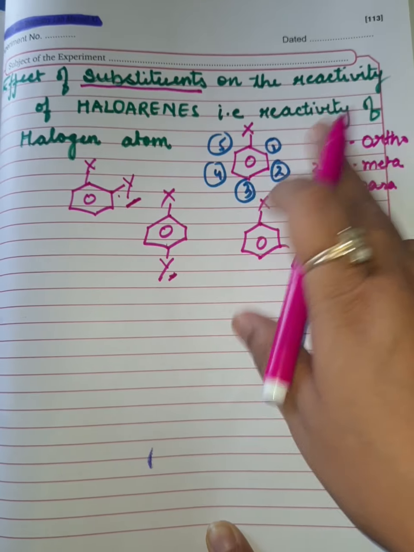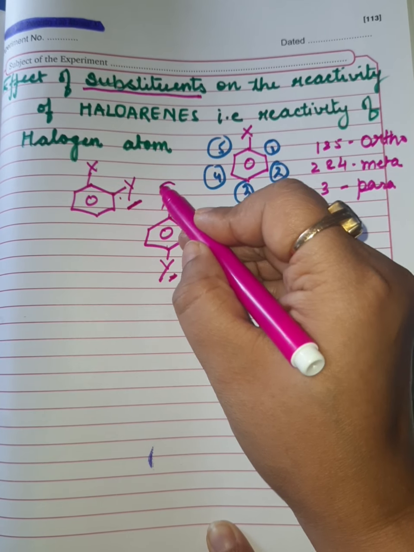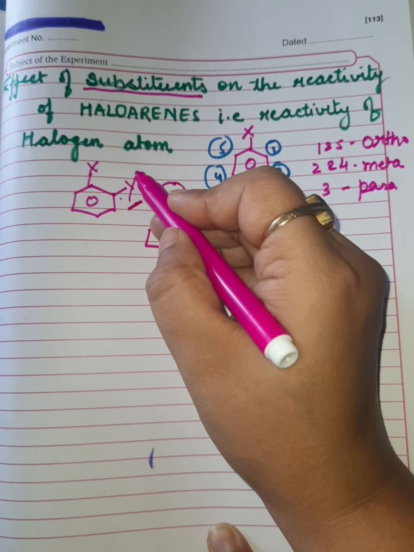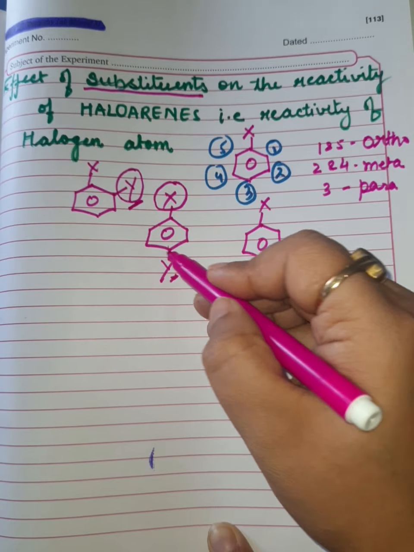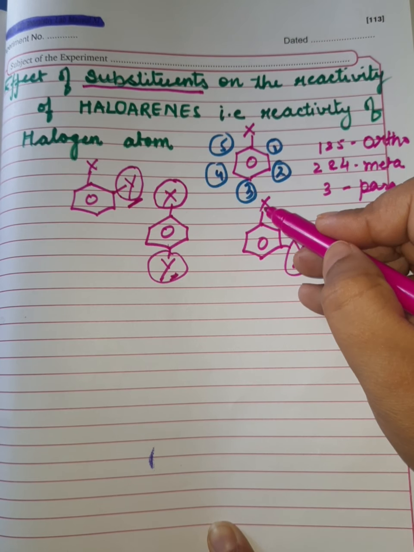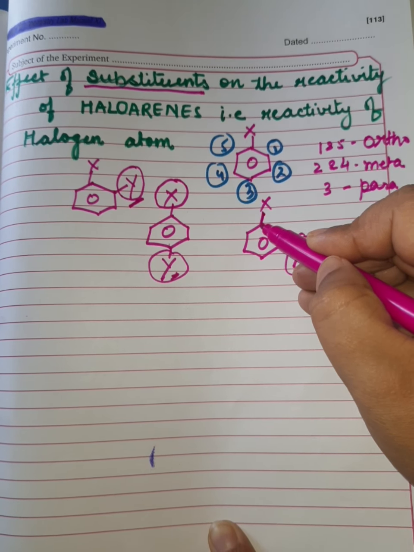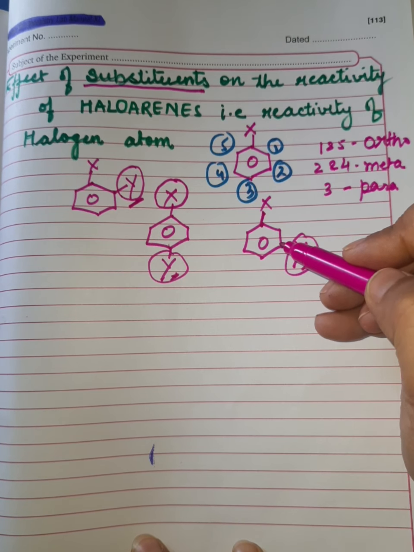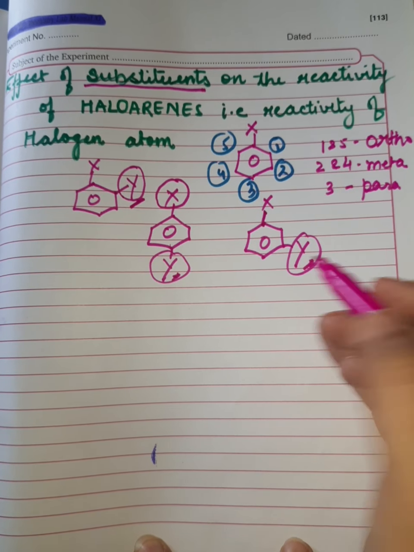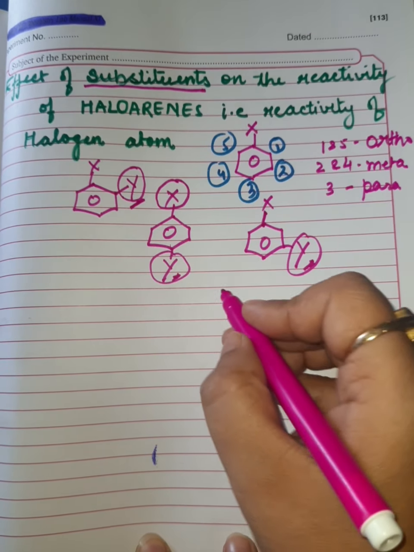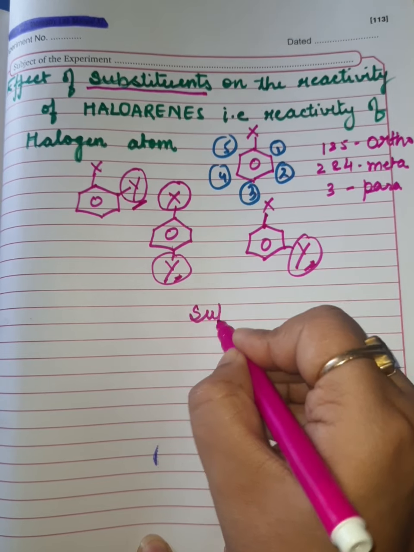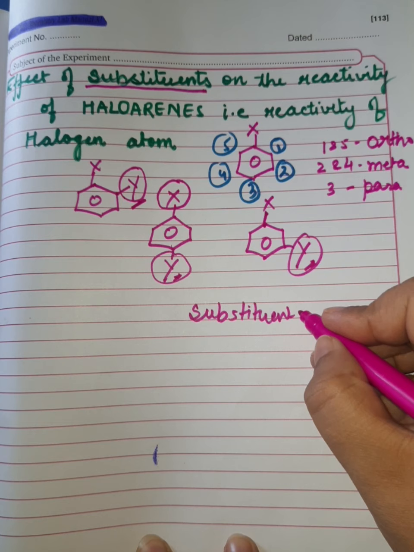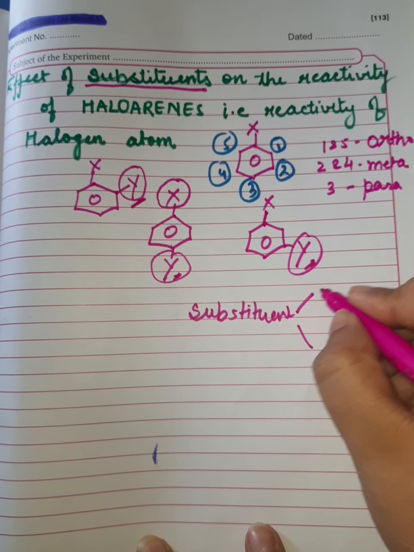of haloarenes, that is, the reactivity of this halogen atom towards nucleophilic substitution, which means whether the presence of such a group increases the reactivity of halogen towards nucleophilic substitution or decreases the reactivity of halogen towards nucleophilic substitution reaction. So dear students, to understand that, we need to understand one more thing, that this word substituent can be of two types. We know it very well.